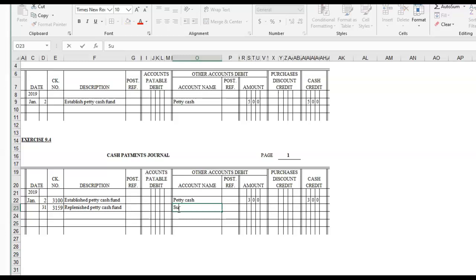To replenish it, this is where we fill in the things that we bought. We bought supplies. We also paid for a delivery expense. And what else was affected was miscellaneous expense. You'll fill in the amounts. The supplies, I believe, were $68. Your delivery expense was $109. And your miscellaneous is $14.